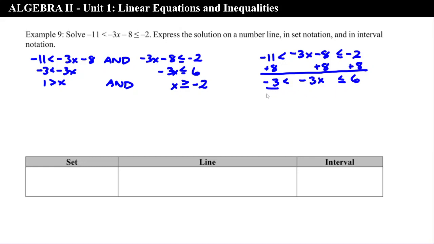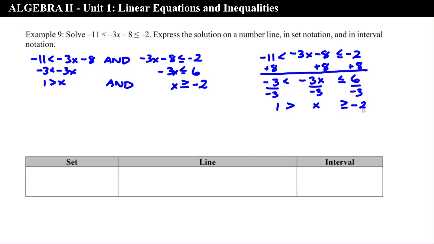And then you divide all three parts by negative 3. And remember, when you do that, you're going to have to flip your inequality signs both times, okay? So you get 1 is less than x, or I should say, because we want to flip that inequality, 1 is greater than x, which is greater than or equal to negative 2.